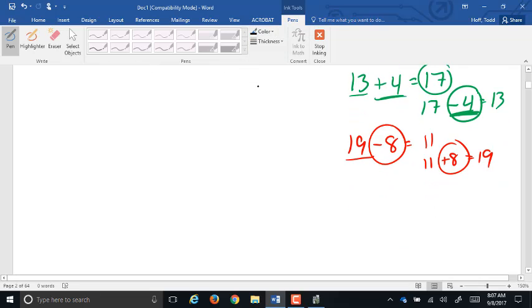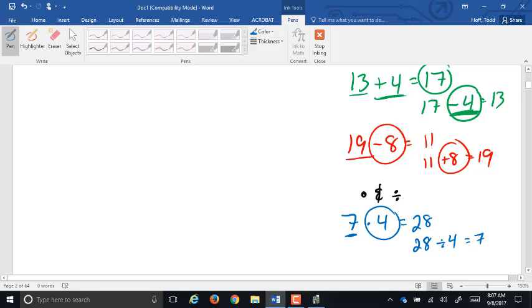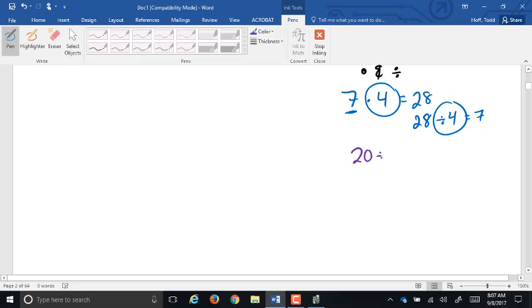We also have multiplication and division. If I pick a number like 7, let's pick another one. We'll do 4. What's 7 times 4? 28. If I take that 28 and I want to get back to 7, I would divide by 4. Multiplying by 4 and dividing by 4 reverse each other. Similarly, 20 divided by 5 would give me 4. If I take that 4 and I want to get back to 20, multiply by 5.